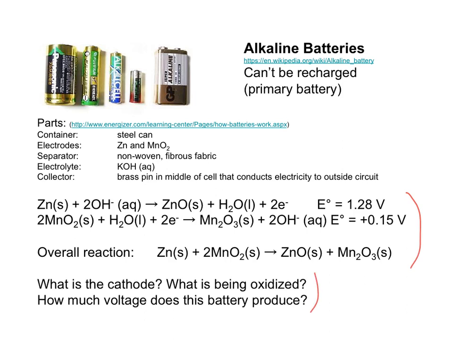So here are the answers. The first reaction is an oxidation, which is the reaction that occurs at the anode. The second reaction is a reduction, which is the reaction that occurs at the cathode. And adding E oxidation plus E reduction gives us the voltage the battery produces.